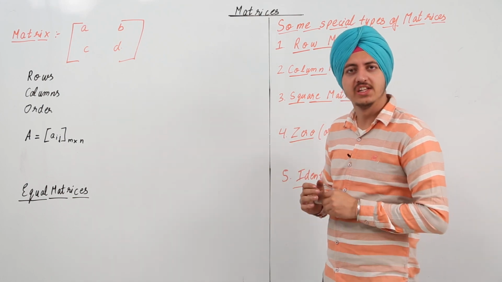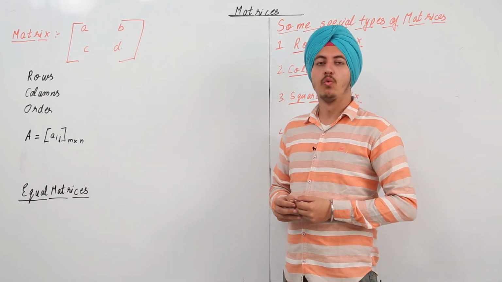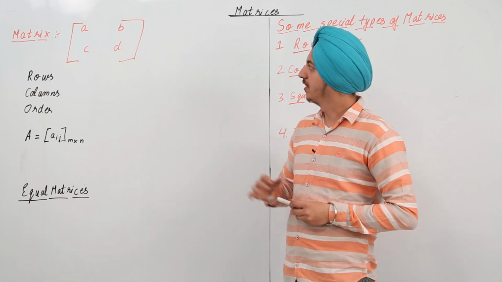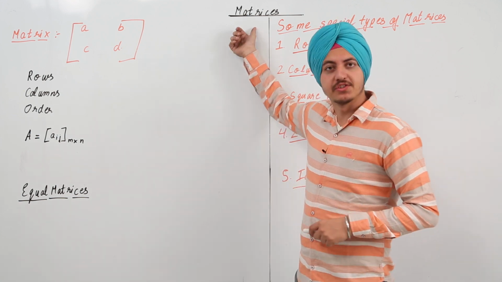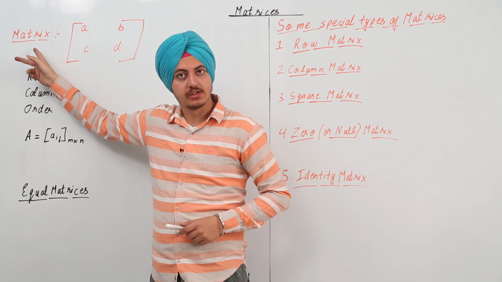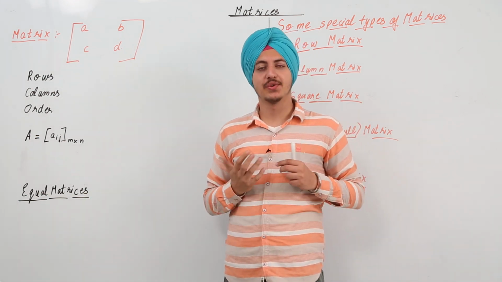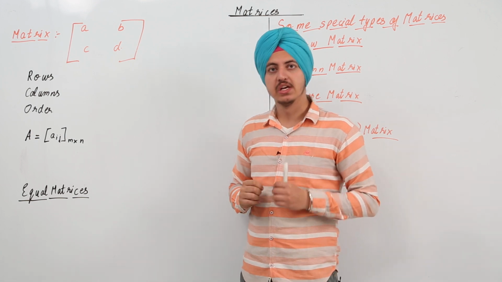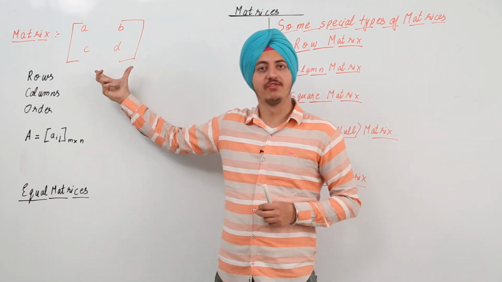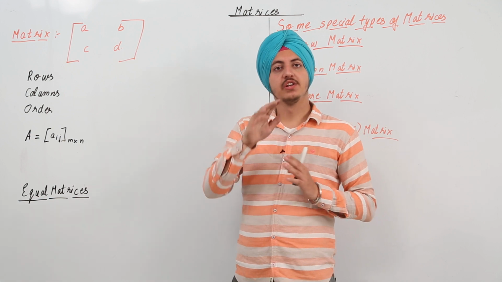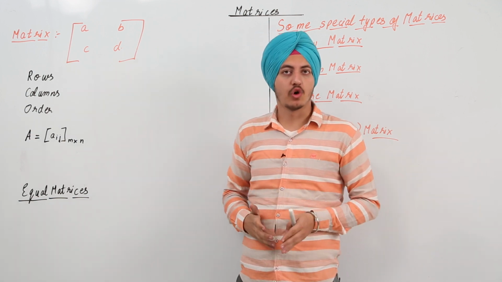Now we are going to study the chapter matrices. What is a matrix? First of all, the chapter matrices is about matrix. Okay, so what is a matrix? A matrix is just a representation of numbers in a rectangular form which has numbers in rows and columns.